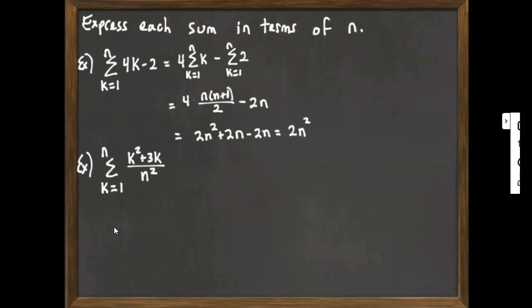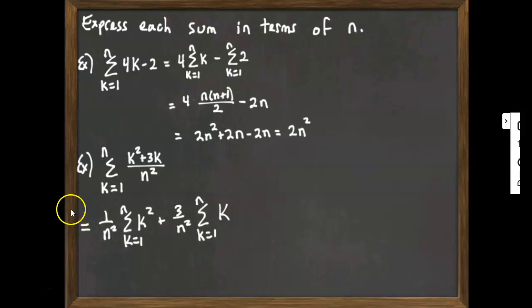So what that means is when I break this apart, I can pull that 1 over n squared out, and I'm left with 1 over n squared times the sum of the k squareds, as k goes from 1 to n. Plus, I can take that n squared and put it with the 3k, so I can pull out a 3 over n squared times the sum as k goes from 1 to n of k. And at this point, we then just need to invoke our formulas for the sum of the k squareds and the sum of the k's.